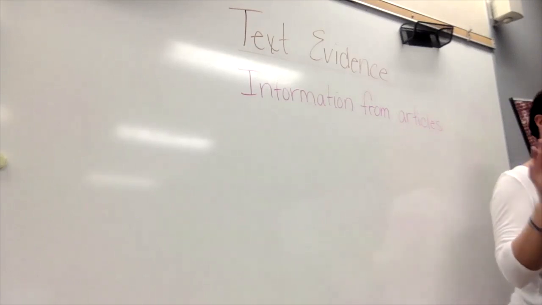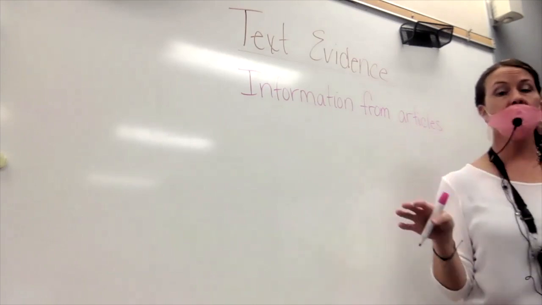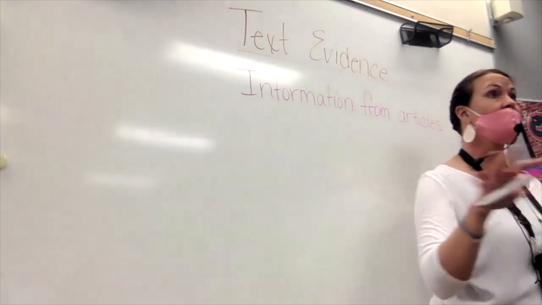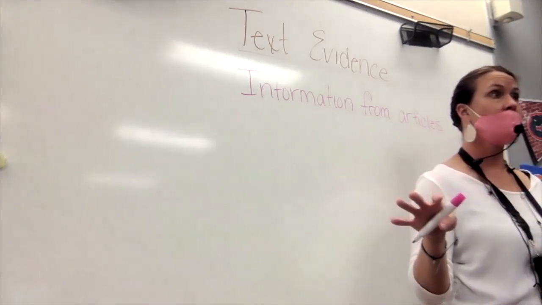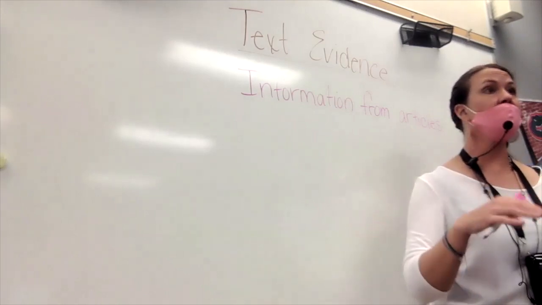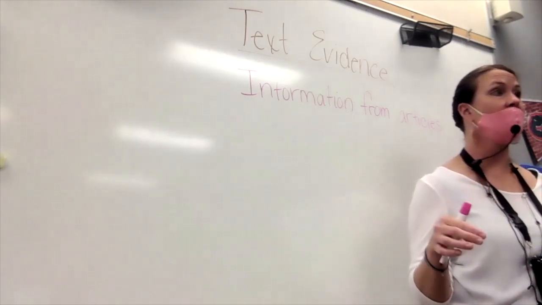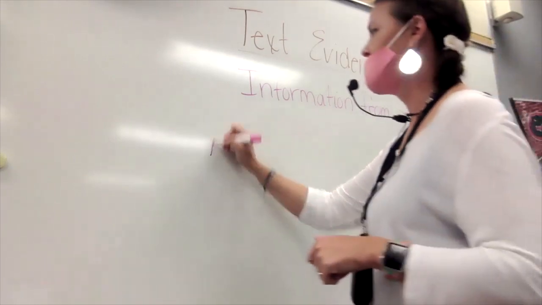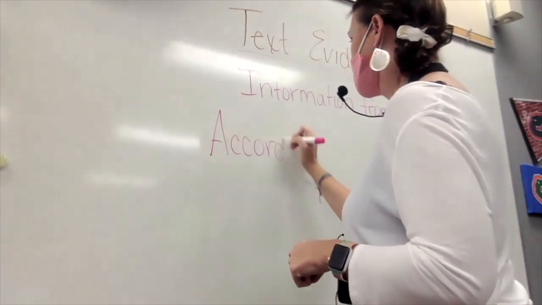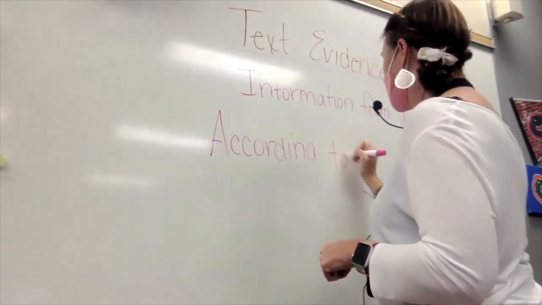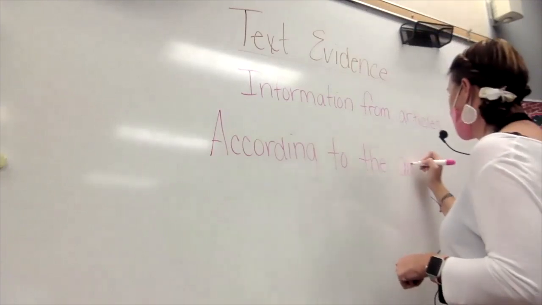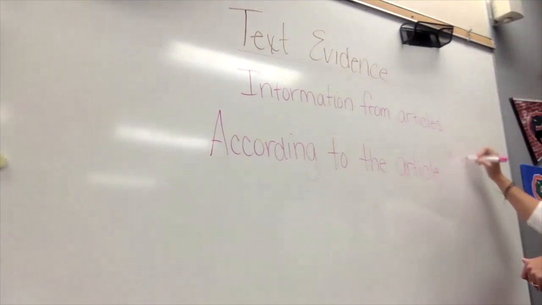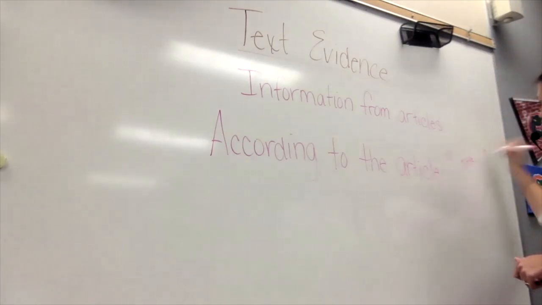Now, you as a sixth grader are going to learn how to start your text evidence when you write, and you're going to start it the same way every single time, until you get more comfortable and I know you understand how to use text evidence. We are going to start it the same way every time, and you're going to start it with "according to the article," comma, and then this is where you would put the article title inside the quotation marks.